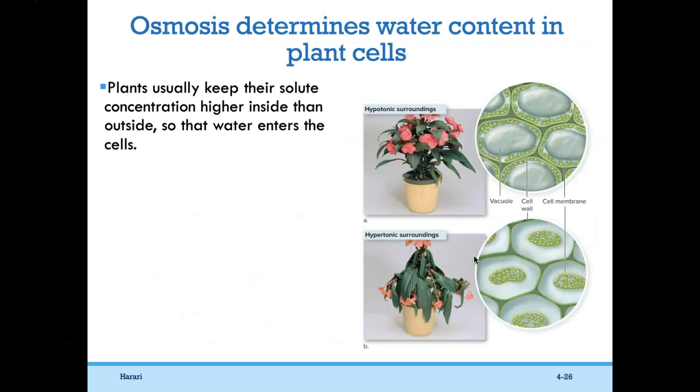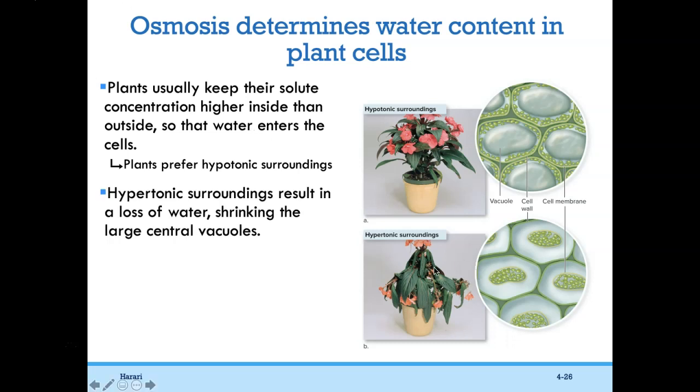So plants really rely on hypotonic surroundings to make sure that they have the right water content and the right turgor pressure. So plants usually like to keep their solute concentration higher inside the cells than outside. So water is constantly going inside of the cells, right? The water is going to always want to try to balance out the high salt concentration inside of the cells.